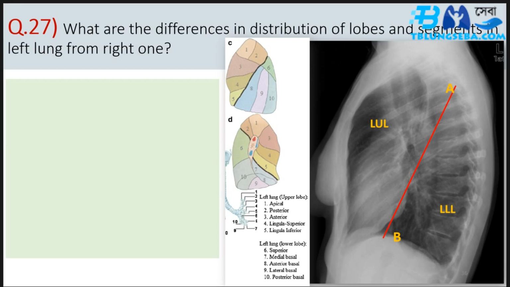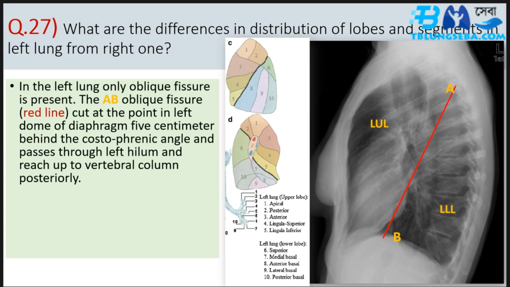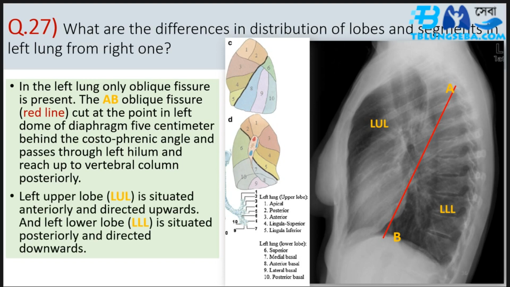Q.27, what are the differences in distribution of lobes and segments in left lung from right one? In the left lung only oblique fissure is present. The AB oblique fissure, red line, cuts at the point in left dome of diaphragm 5 cm behind the costophrenic angle and passes through left hilum and reaches up to vertebral column posteriorly. Left upper lobe, LUL, is situated anteriorly and directed upwards. And left lower lobe, LLL, is situated posteriorly and directed downwards.